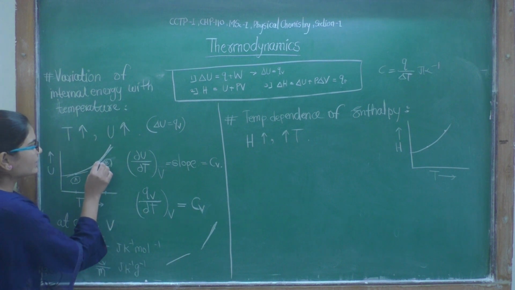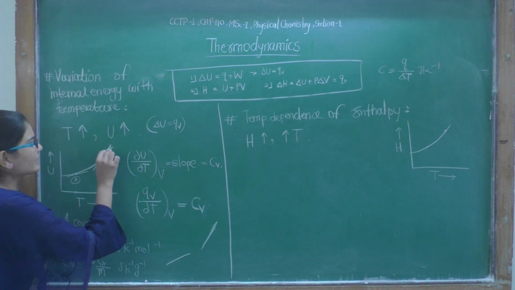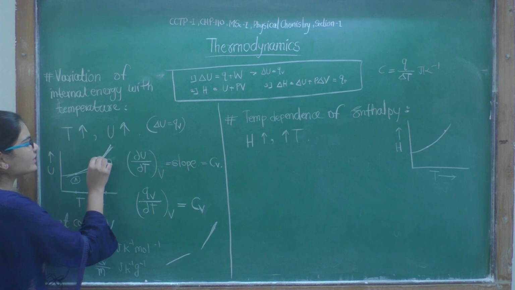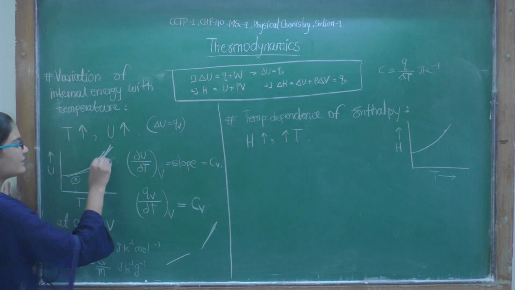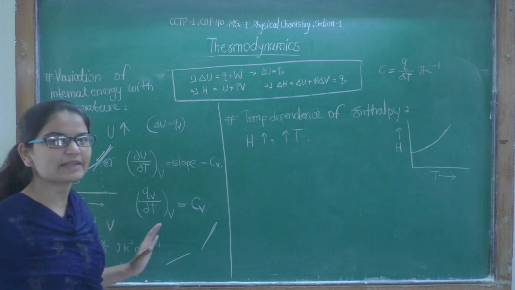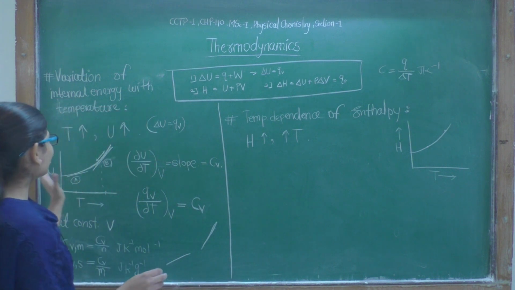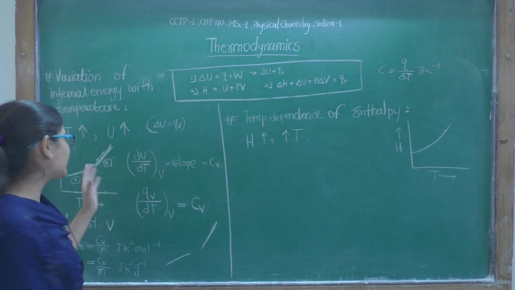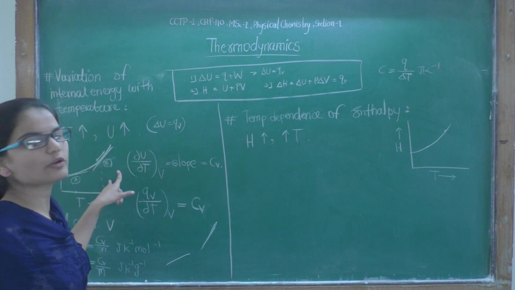But if we take heat capacity at a smaller interval, let's see this interval, then here the value of heat capacity will be nearly the same. So, the majority of times we take the heat capacity value as constant.